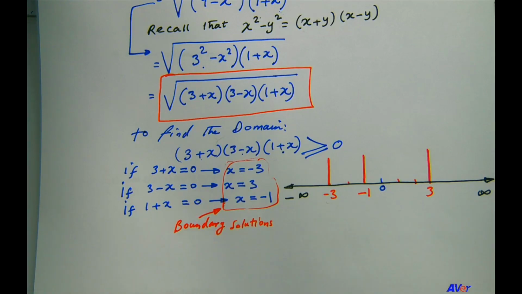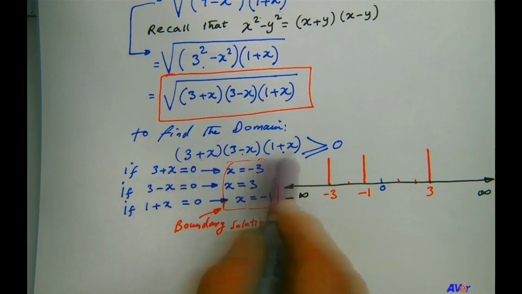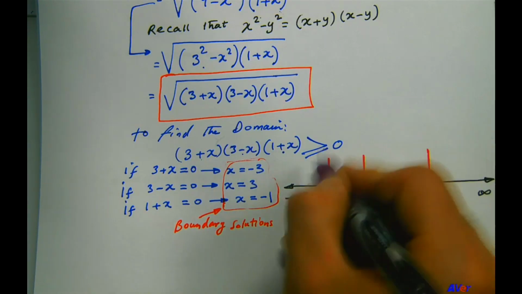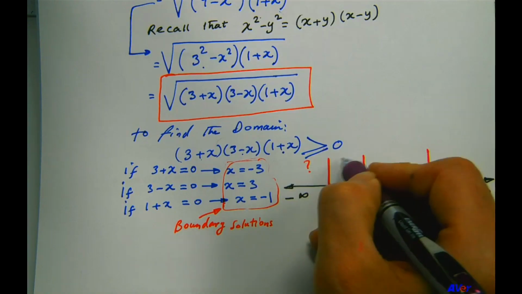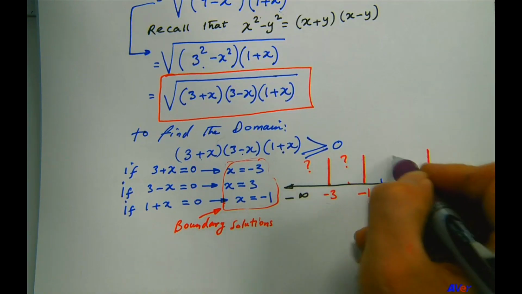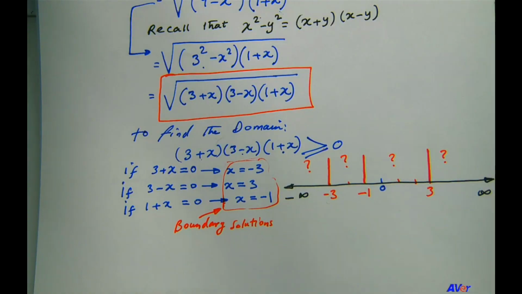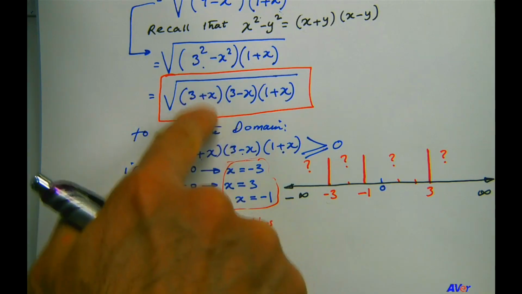What are the boundary solutions? The boundary solutions are the numbers that make this expression equal to 0. That's it. We found those values. Now all we have to do is check a number in this region, check a number in this region, check a number in this region, and check a number in this region. Then we're going to get a domain value for the combined function.